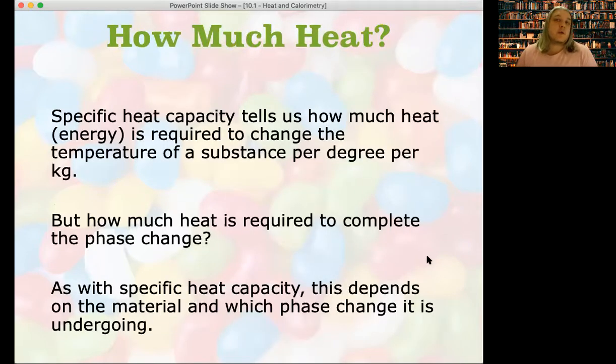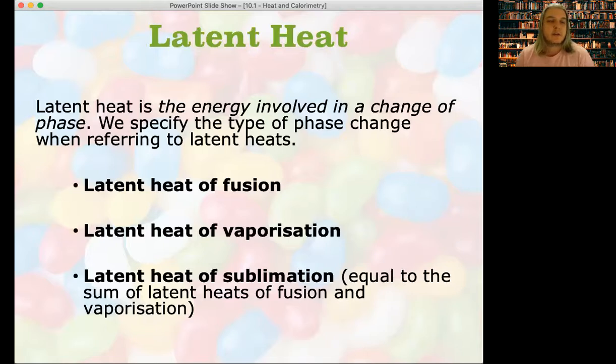Specific heat capacity told us how much heat we need to provide the system to result in a temperature change of 1 Kelvin. The question now, obviously, is how much energy do we require to complete the phase change? As with specific heat capacity, this depends on the material and the phase change it is going through. But unlike specific heat capacity, there is no temperature change to result. So our formula is accordingly a little bit simpler.